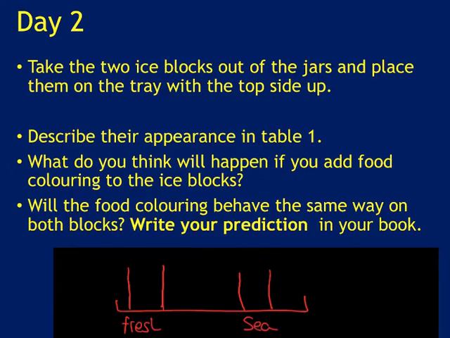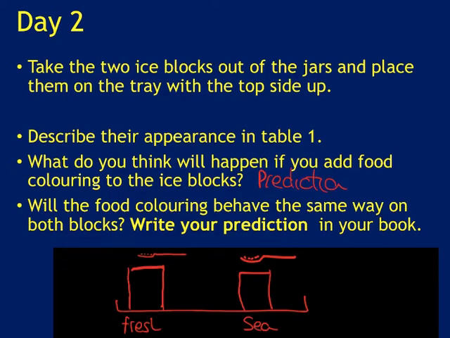You need to describe the appearance. I'll show you the table in the next minute. So what do they look like? Because they are going to look different from each other, so you have to come up with some adjectives to describe them. And you also need to think about if you are to pour food coloring, so you can get a little spoon and have some food coloring on it, what is it going to look like when it hits the ice? So this is your prediction about what's going to happen.